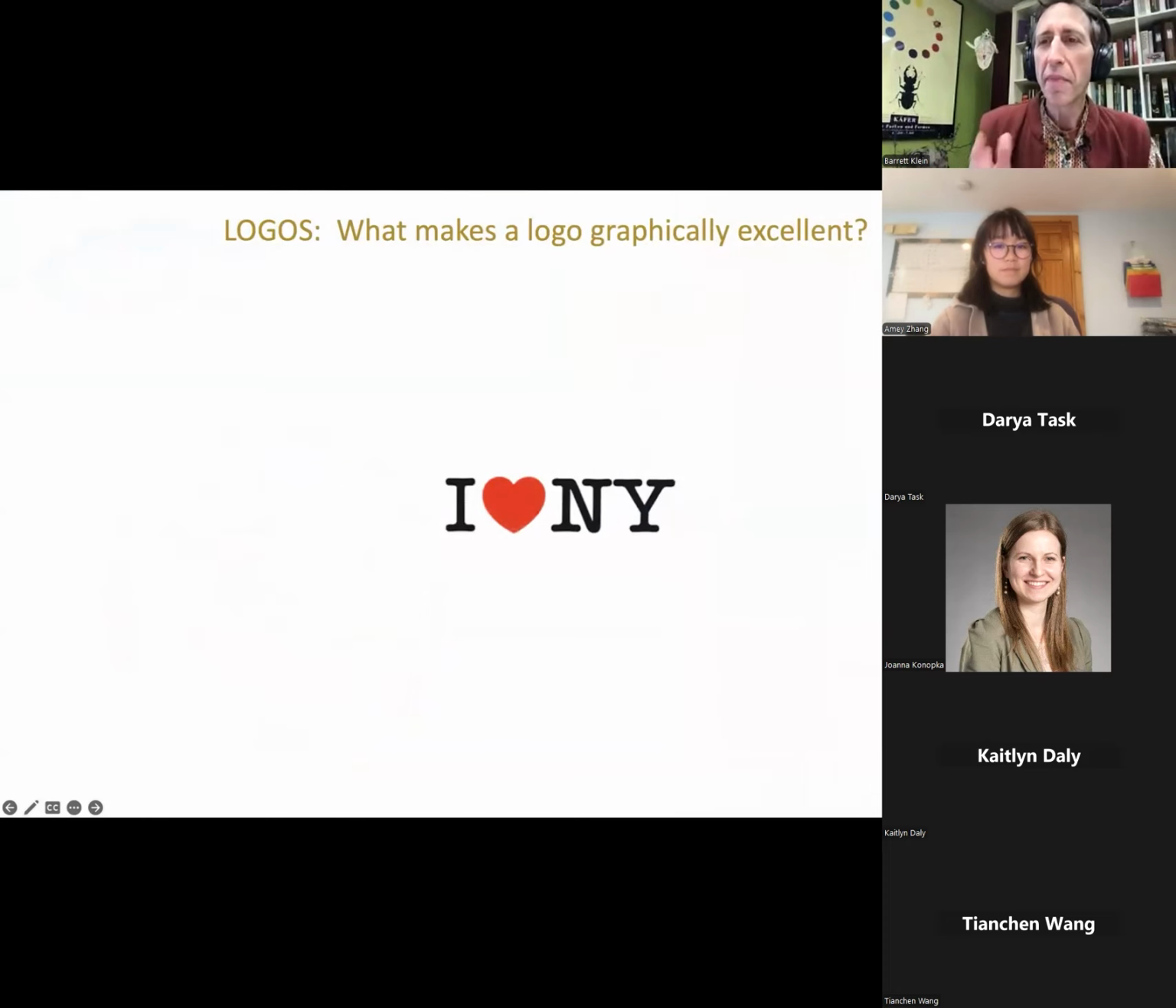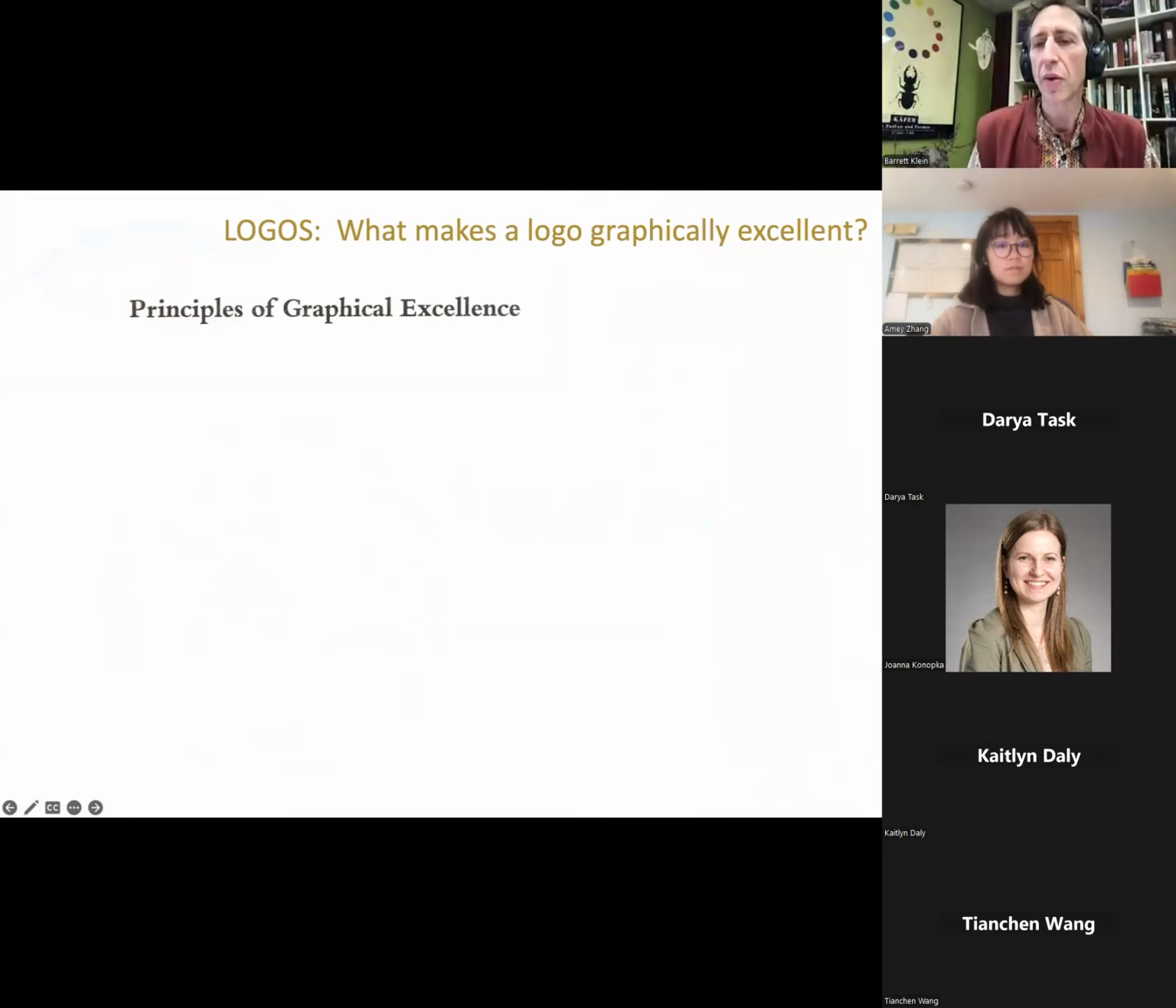So what makes for graphical excellence within the realm of logos? For many of you, you'll recognize that the specific term I'm using, graphical excellence, is because I'm following Edward Tufte, the guru of visualization, from his first major publication on the topic, The Visual Display of Quantitative Information, first published in 1983. And he listed principles of graphical excellence in the following order.